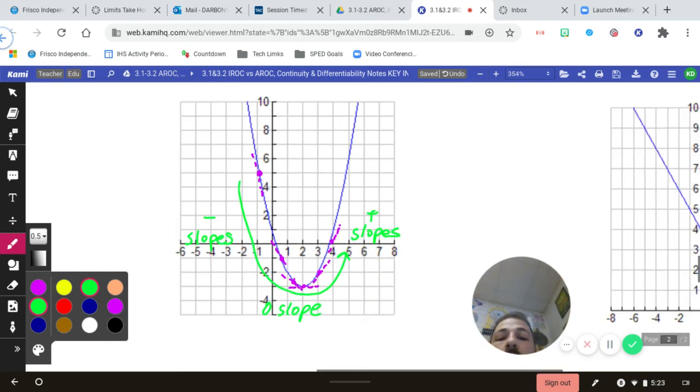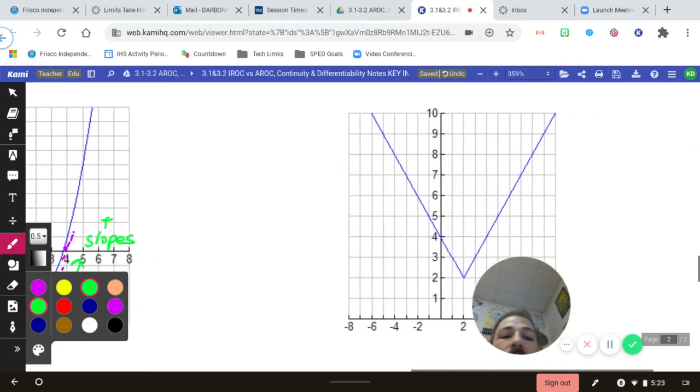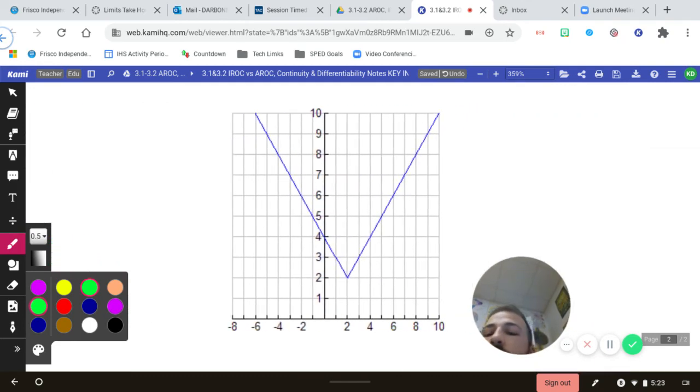Over here on my sharp point, my slope is always the same negative value all the way up until here. And then on the right side, my slopes are the same positive value. So let's just say, which we don't have to just say, we can say, this is a slope of -1.